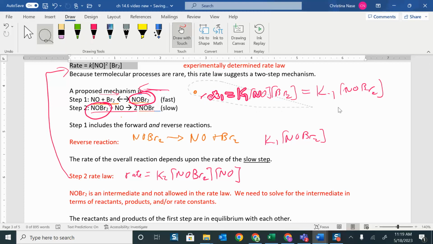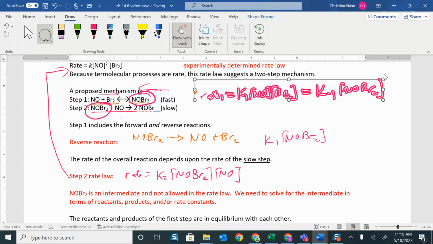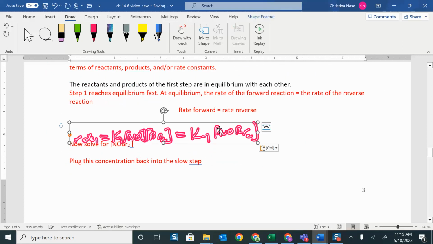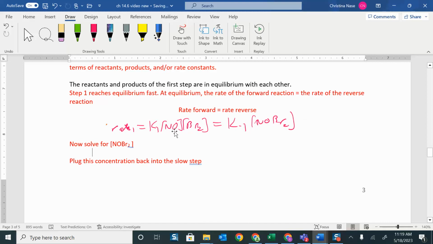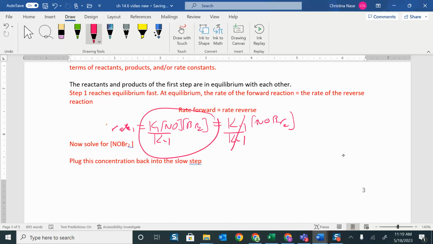So let me just put this where it goes in the notes, maybe. See, I'm going to bring that down here, right? So that's all we did there. So I'm setting this equal to each other. I have the rate of the forward reaction, K times the reactant times reactant, equals a different K times the product, because that's the reverse reaction. And now we'll solve for NOBr2. Okay, so I just have to isolate the intermediate, which means I just have to divide by K minus 1. All right, so K minus 1 gives me that. And so this is what NOBr2 equals, all of this stuff.